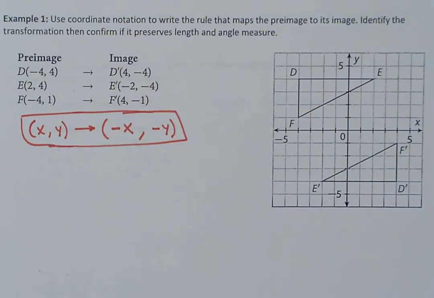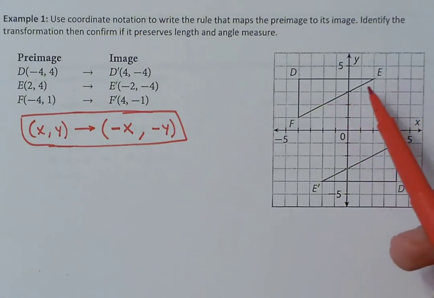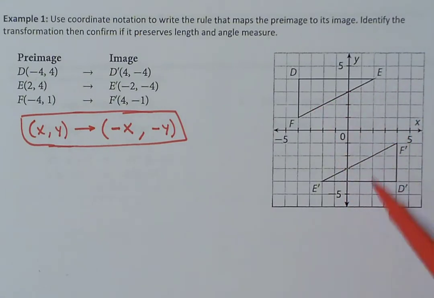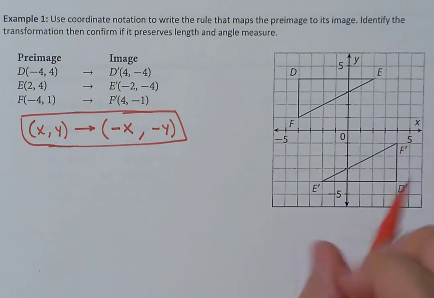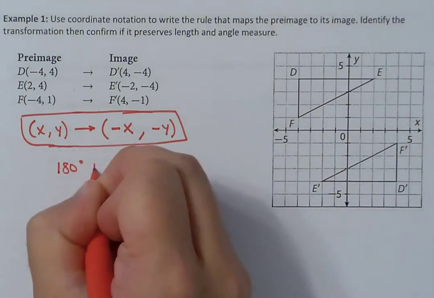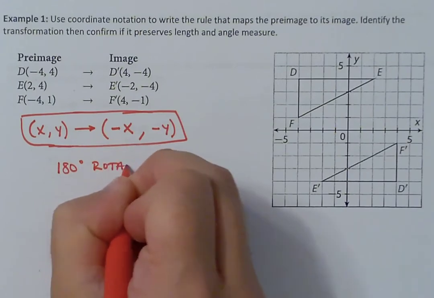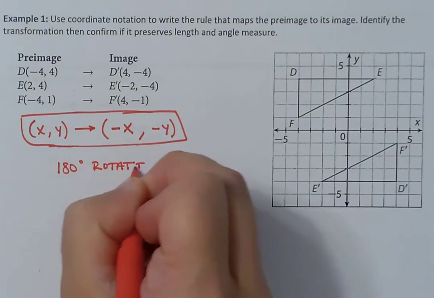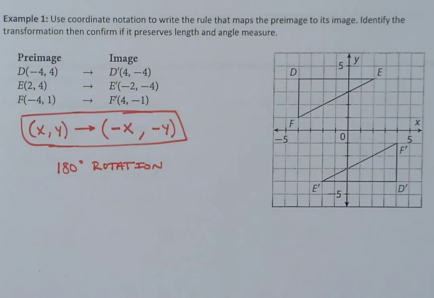Now, the transformation. If we look at going from here to here, this did not flip, even though I know it looks like it flipped. And if we look at a translation, there's no way that I could get it to be the same orientation. This is in fact a 180-degree rotation. We rotated the figure. And when we get to Module 2, we'll talk about how to identify that that was a rotation and so on.